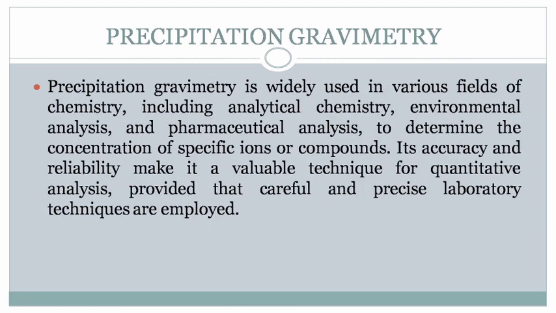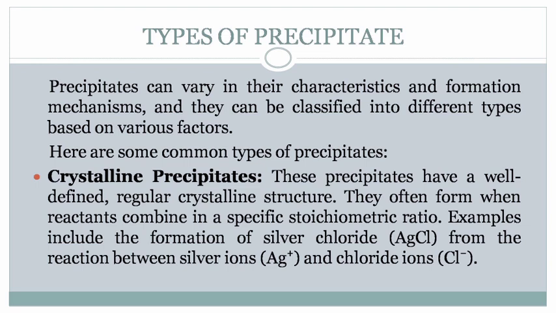Precipitation gravimetry is widely used in various fields of chemistry, including analytical chemistry, environmental analysis, and pharmaceutical analysis, to determine the concentration of specific ions or compounds. Its accuracy and reliability make it a valuable technique for quantitative analysis, provided that careful and precise laboratory techniques are employed. Next is types of precipitate.